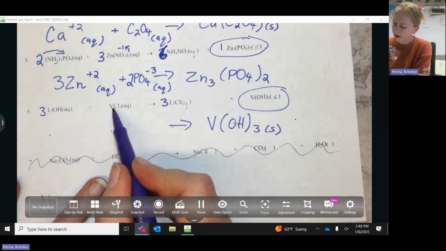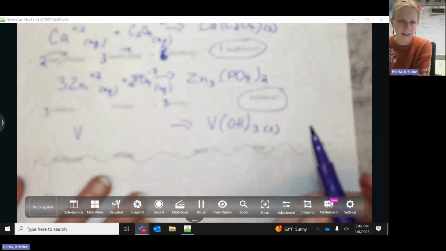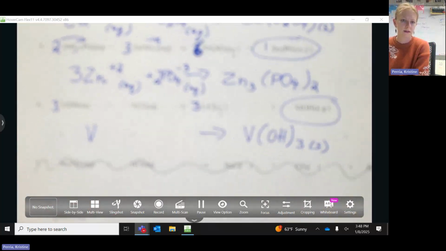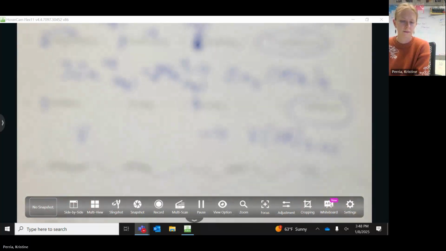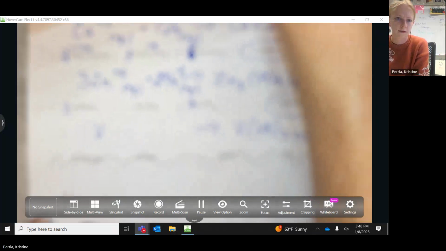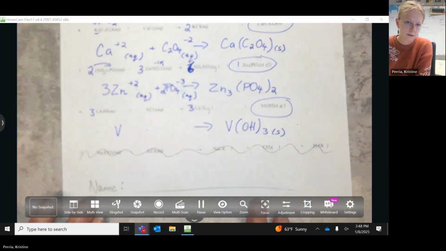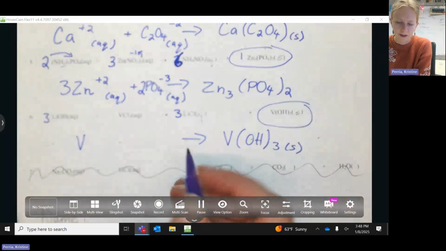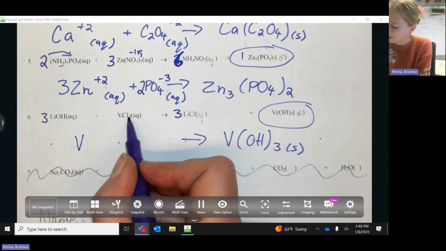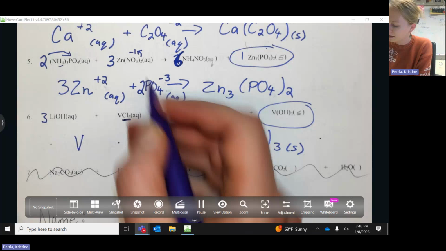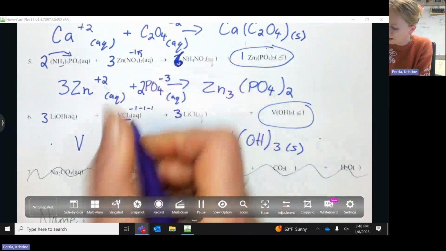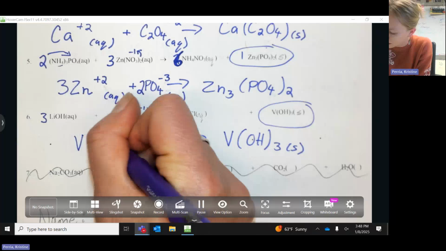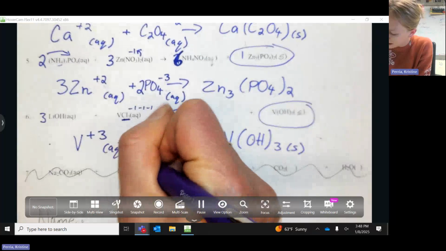And then I have the V right here. I think that's vanadium. Let's see if I can get that focus. Come on, we're almost done. Okay, good. So we see that vanadium is with chlorine, but we know chlorine is -1, but there's 3 -1s, right? Because there's 3 chlorines. So that means vanadium must be +3, and that is going to be aqueous.